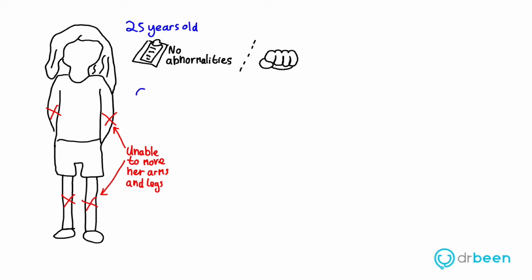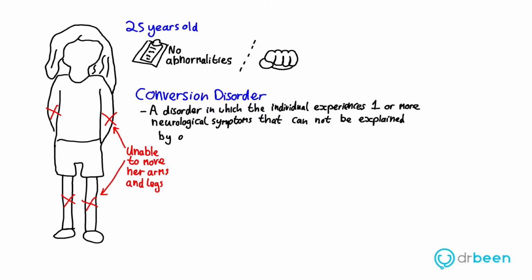Well, this case illustrates something called conversion disorder. Why? Well, it's a disorder in which the individual experiences one or more neurological symptoms that cannot be explained by any medical or neurological disorder. So basically, as a result of the fight with the girlfriend, she's kind of taken this experience and now she has neurological symptoms as a result.